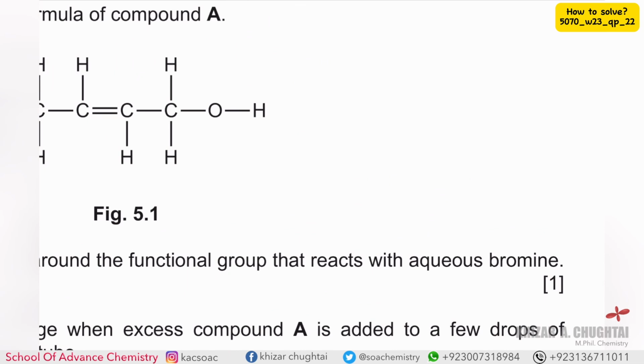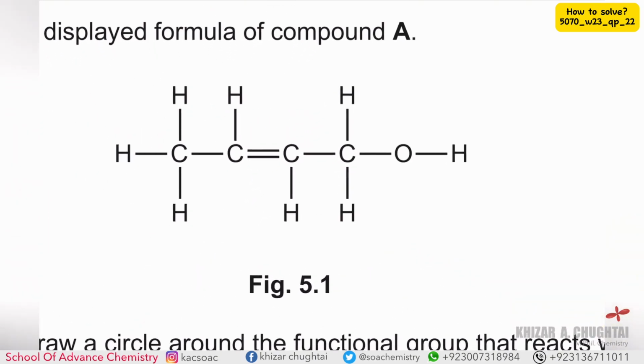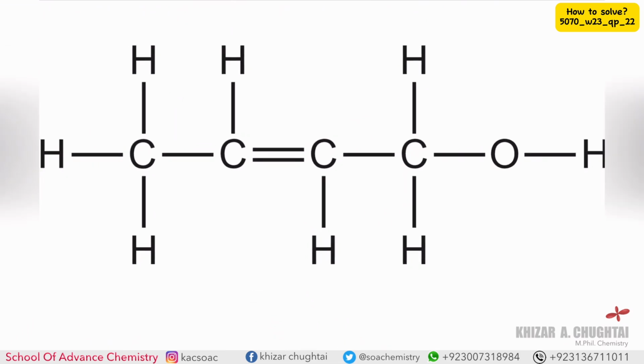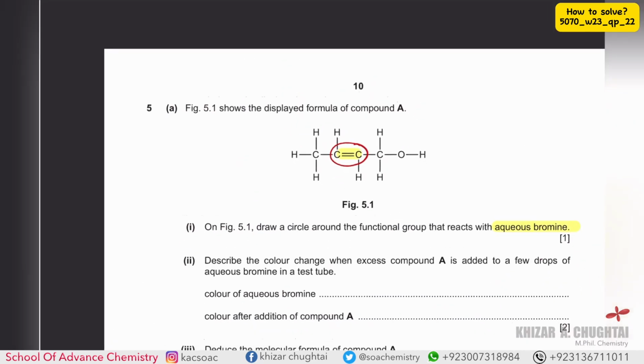You know, aqueous bromine is used to check the presence of carbon-carbon double bond. That is a typical reagent to check the presence of carbon-carbon double bond, to check the unsaturation, and here it is. So this one is going to react with the bromine.